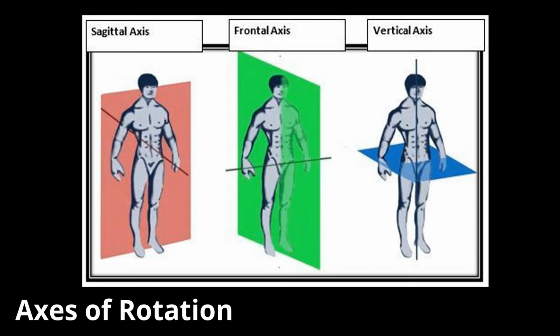Each plane of motion works alongside an axis of rotation. This will allow specific movements to take place. In a diagram, the axis of rotation is shown by a line going through an image of the body. If we imagine rotating this line, then a specific movement will happen.